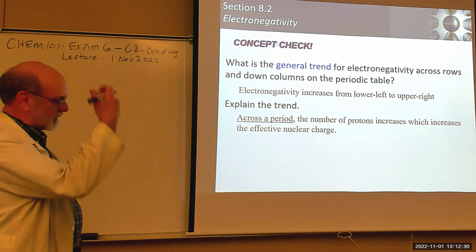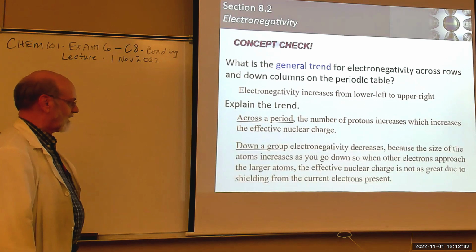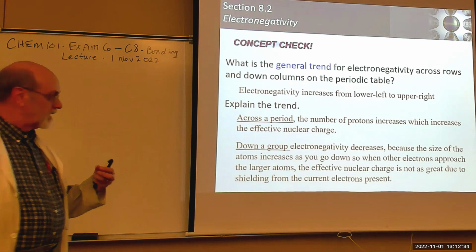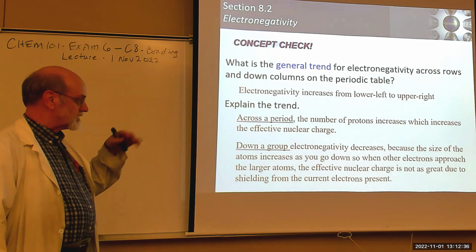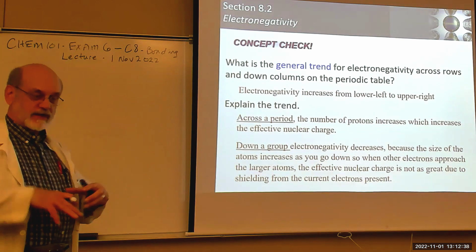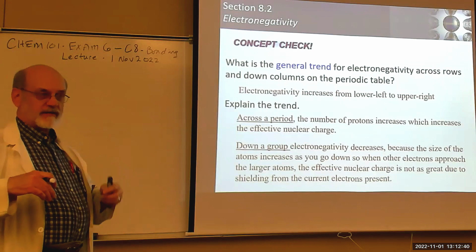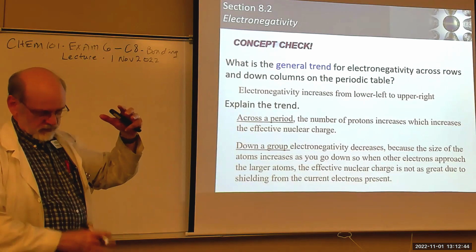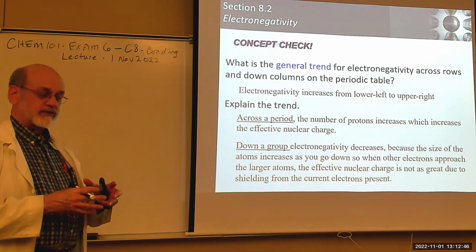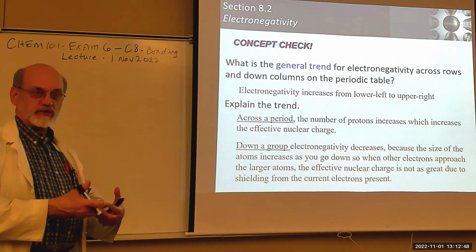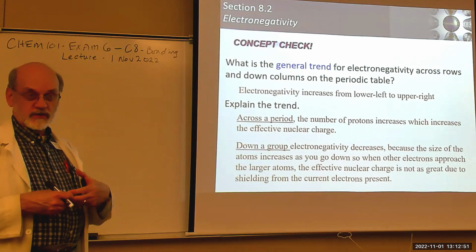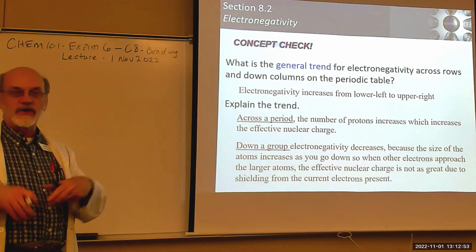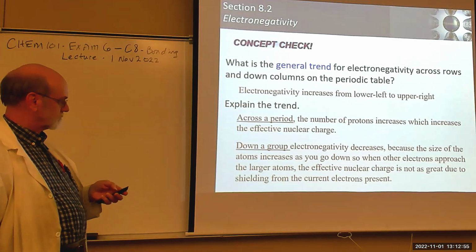How about up and down? If you go down a group, then the electronegativity is decreasing because the size of the atom increases, and there are inner electrons that you're adding as you go down, different energy levels. And they are shielding the nuclear charge from the nucleus, which makes it less attractive to external electrons.